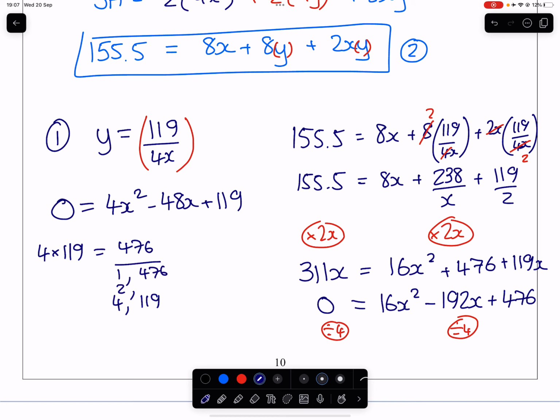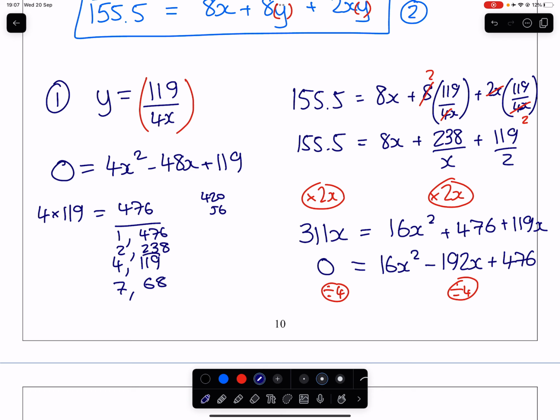If 4 works, 2 works. So that's going to be 238. This cannot be divided by 5. Can it be divided by 6? 6 goes into 480, so no, it can't be divided by 6. 7 goes into 420, and then 56. Yep, it does go in, so we're going to end up with 68. Yep, 7 68. This can't be halved, so 8 doesn't work.